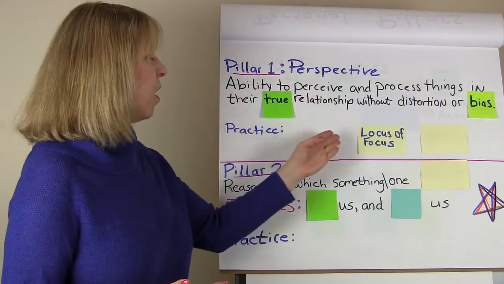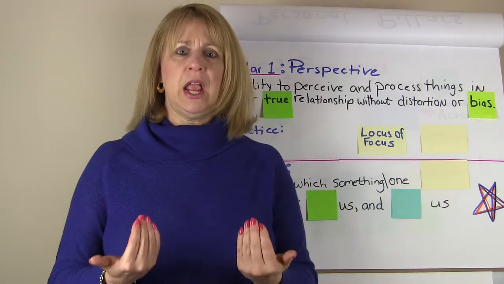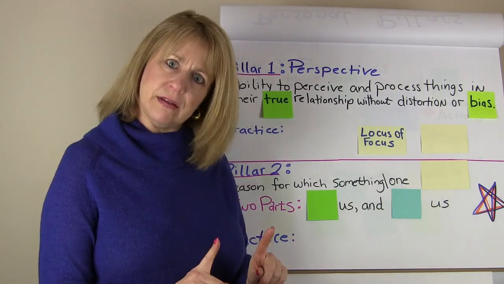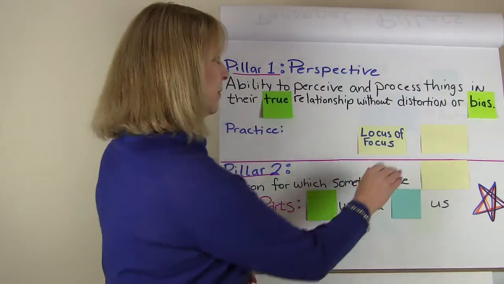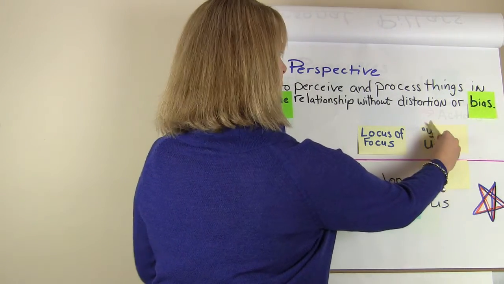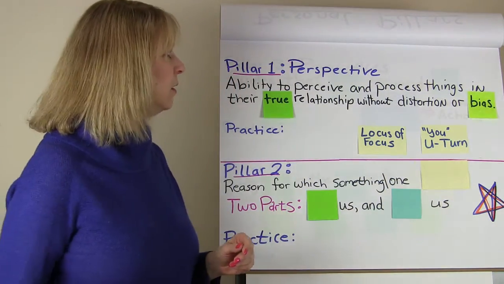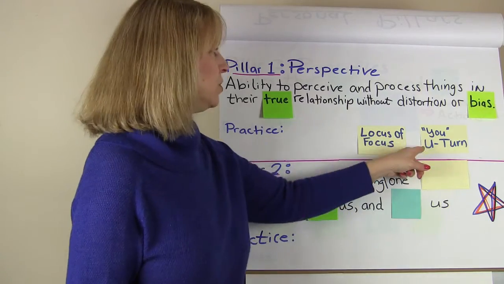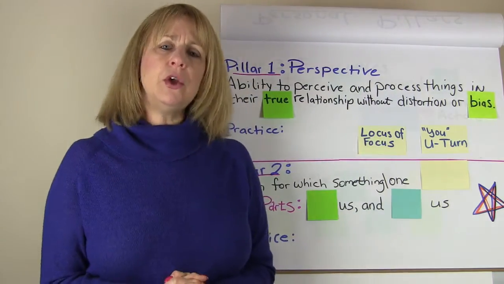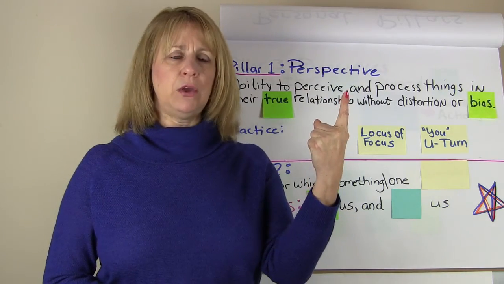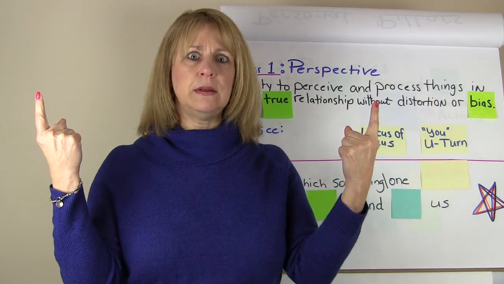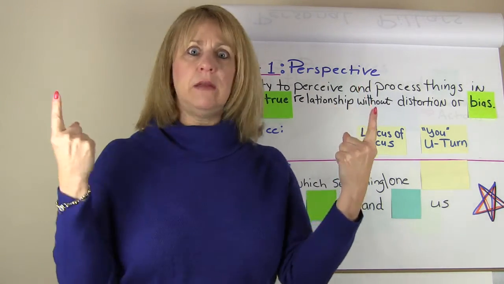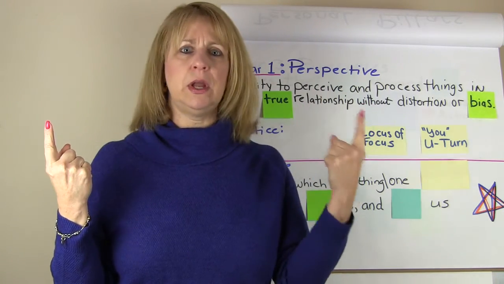So perspective is all about starting here and choosing our locus of focus and our perspective. Now, a cousin to locus of focus, not the same, but a cousin to it, is a concept that I call a U-turn. A U, me, a U-turn. And the U-turn is, it's all about you, and paradoxically, it isn't about you. It isn't about you, it's all about you.